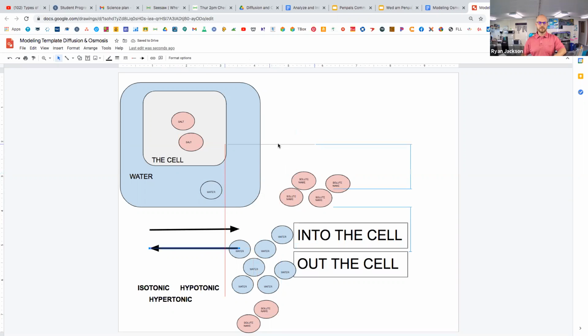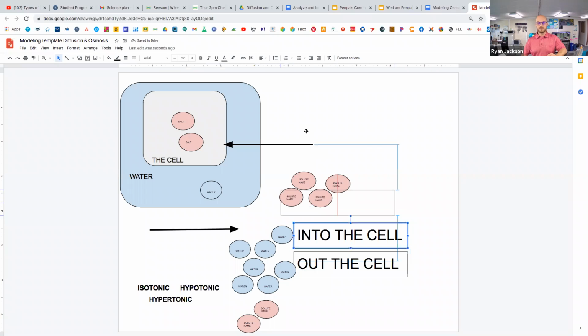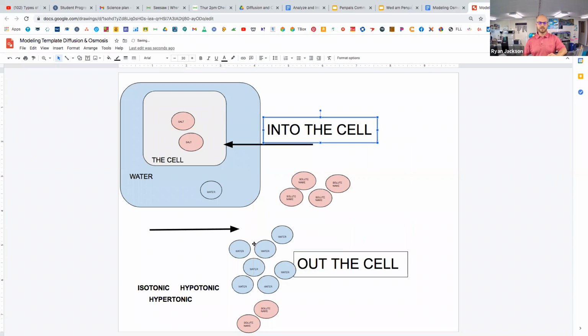Or maybe water went into the cell. So then you could do something like this, into the cell, and you could write, water is going into the cell, if you wanted. So you need to obviously do the experiment first.